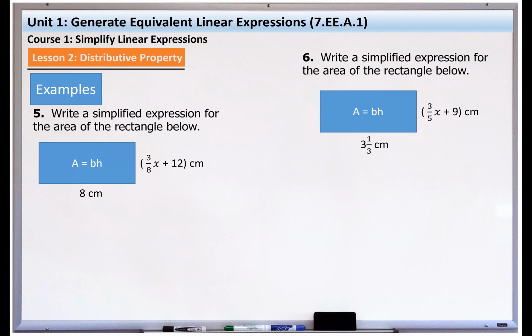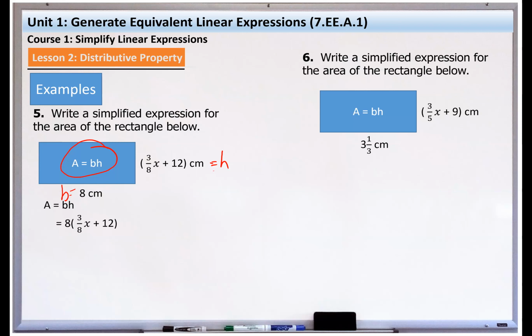All right, the last two. Write the simplified expression for the area of the rectangle below. So we know the area of a rectangle is base times height, or length times width. And we'll say this is our base, and this is our height. So we write the formula: area equals base times height. We substitute the values for base and height.